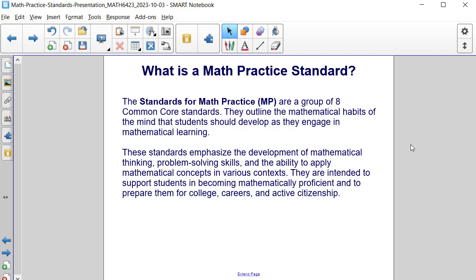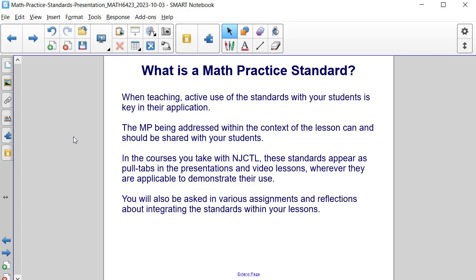They are intended to support students in becoming mathematically proficient and to prepare them for college, careers, and active citizenship. When teaching, active use of the standards with your students is key in their application. The mathematical practices being addressed within the context of the lesson can and should be shared with your students.